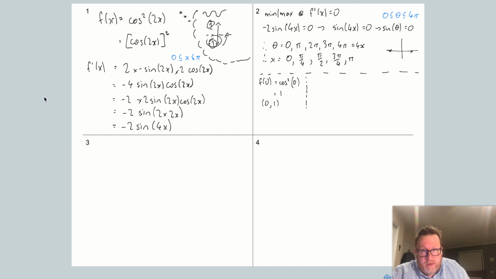If I now do the same thing with the next one along, so that's pi on 4. So f of pi on 4 is equal to the cosine squared of, now 2 times pi on 4 is pi on 2, right? So I'm just left with pi on 2 in here. The cosine of pi on 2, again, looking at the quadrants here, the angle is up here. There's no movement in the x direction. So the cosine of pi on 2 is just 0. And 0 squared is 0. So that means we've got another point, which is that at pi on 4, the y-coordinate is 0.